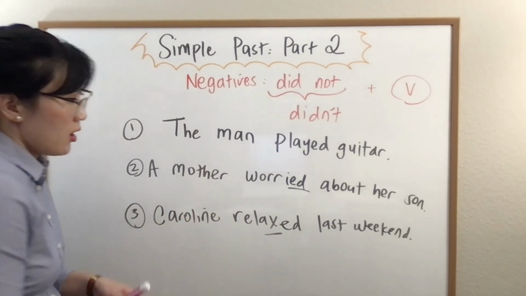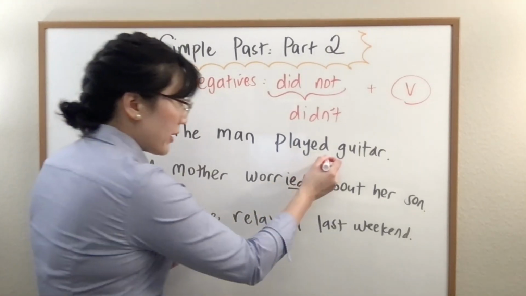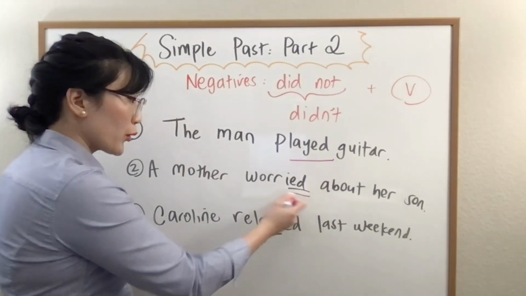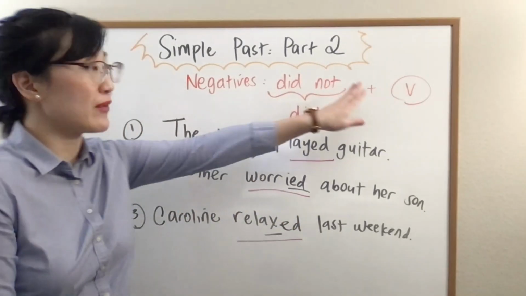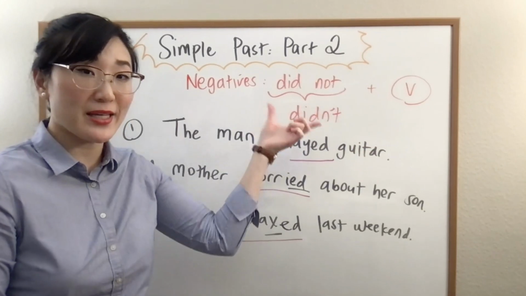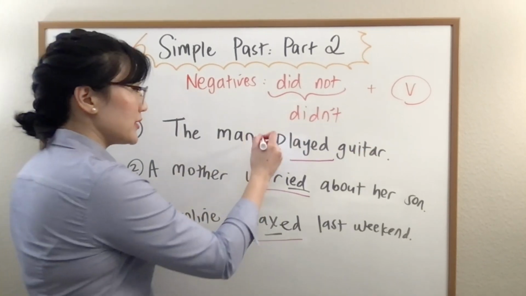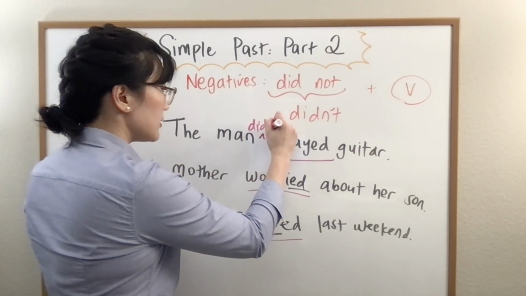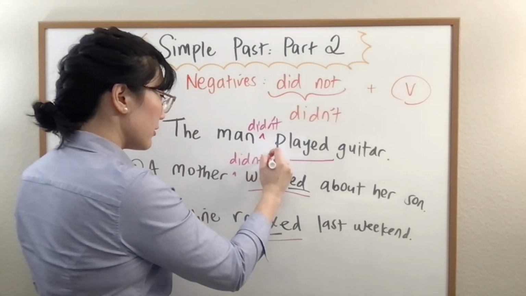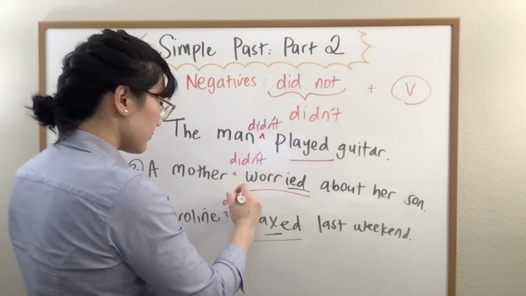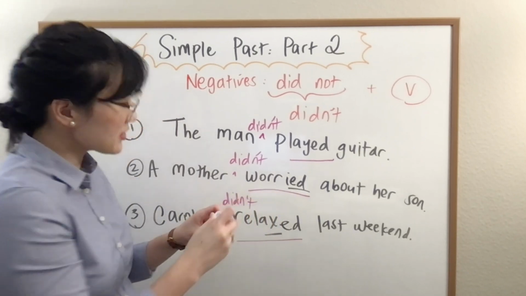Okay, look at our verbs here. My verb played, worried, and relaxed. So I'm going to use the negative in front. So my rule is I use didn't. So okay, put didn't in front. Didn't in front of my verb. Didn't. Now, is this good?